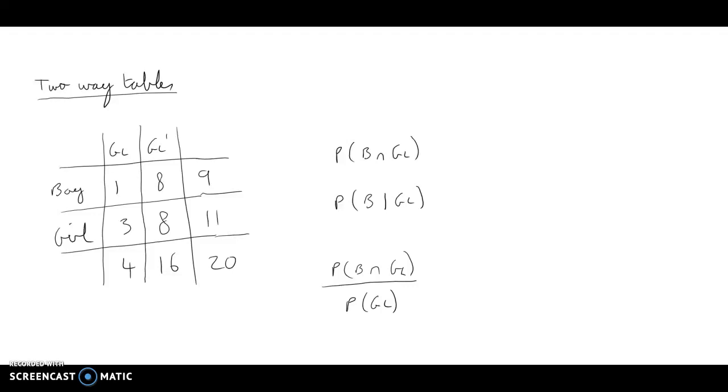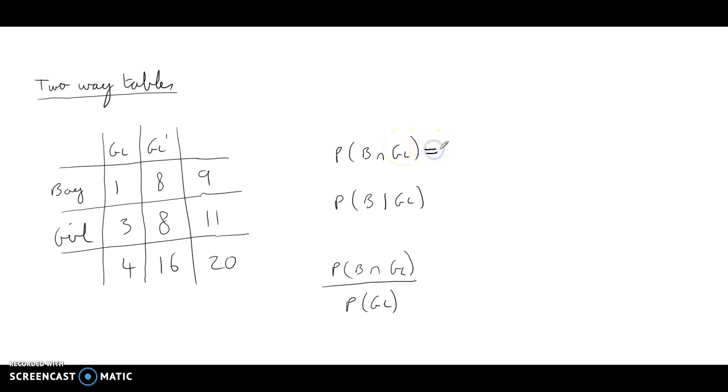Okay, so here's an example that we looked at last year when we did conditional probability. We looked at a class of pupils. There were 9 boys, 11 girls, 20 pupils altogether. 4 of the pupils wore glasses, 3 of them were girls, and 1 was a boy. And we could, for example, from this two-way table be asked, what's the probability of selecting a boy that wears glasses, boy and glasses, from the group?